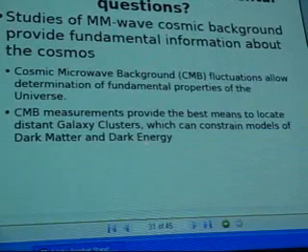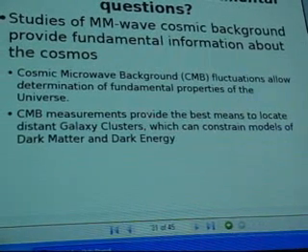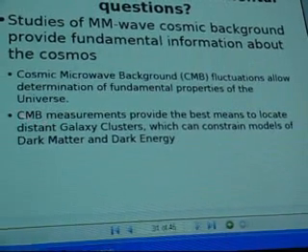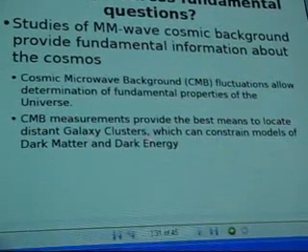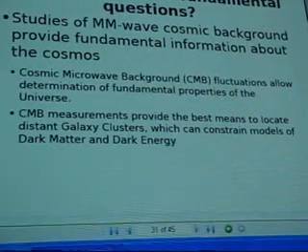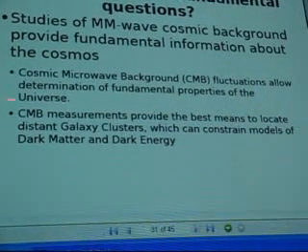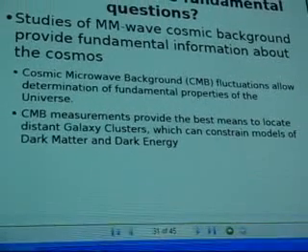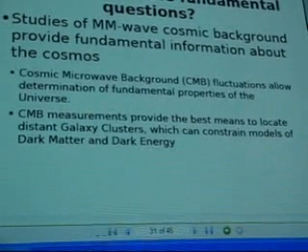from looking at this radiation. And then there's also a trick in terms of looking at the cosmic microwave background. It's a great way to find very distant clusters of galaxies, which can then be used. The numbers of these galaxies can then be used to constrain the models of dark matter and dark energy.